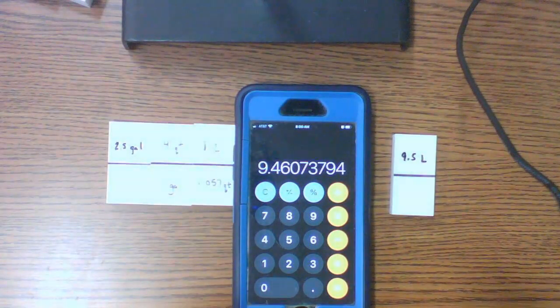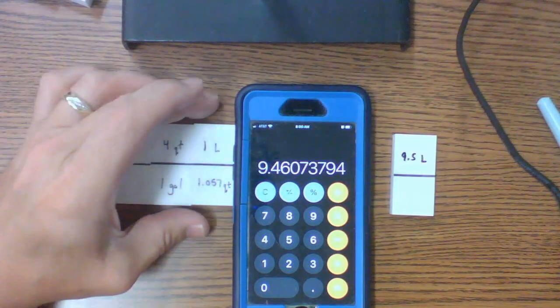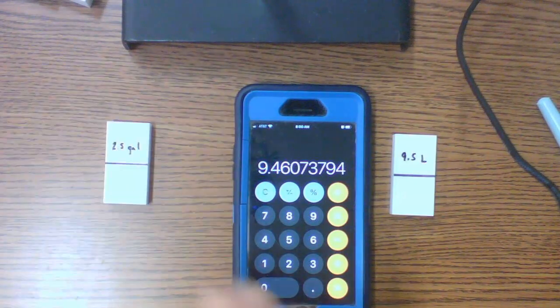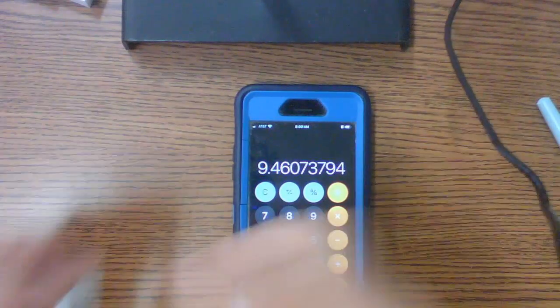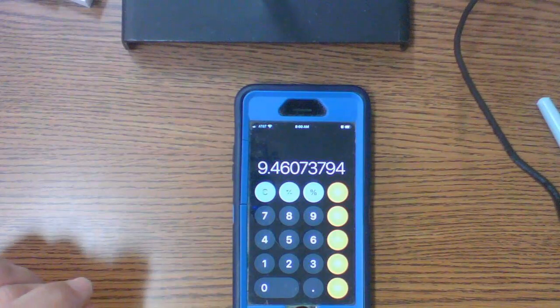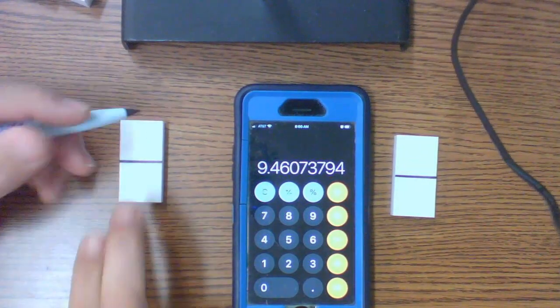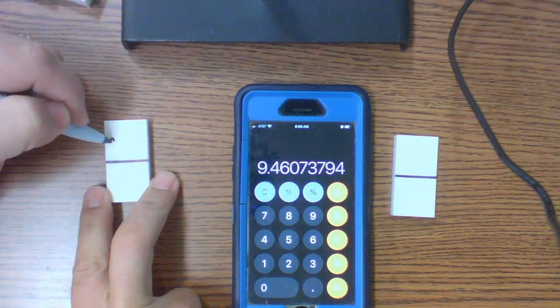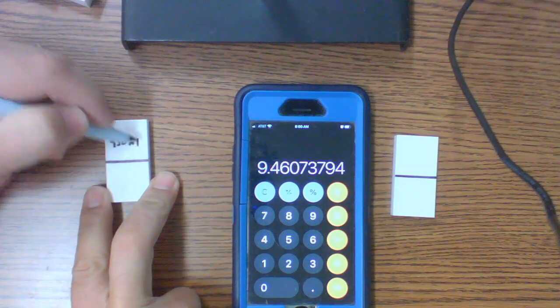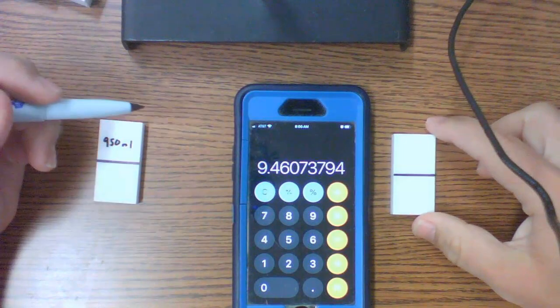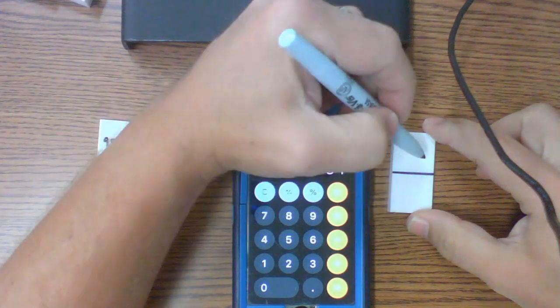Okay, and here we'll go one more to show how this works. Let's do this one with 950 milliliters. So we'll do 950 milliliters, and let's convert that milliliters into ounces.